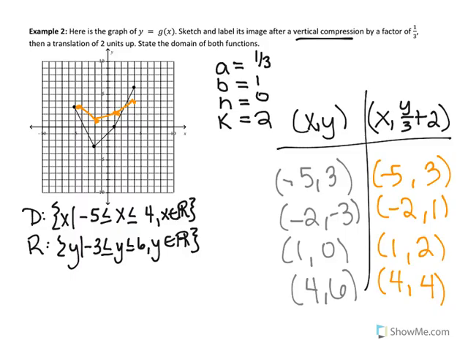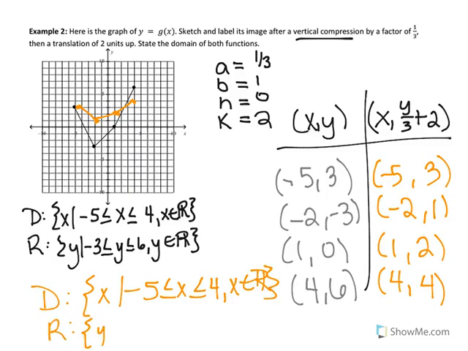So domain and range of our new function: the domain doesn't change because we did not change our x values. The range is going from our lowest y value, which is 1, to our highest y value, which is 4.